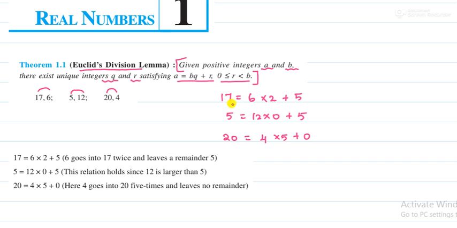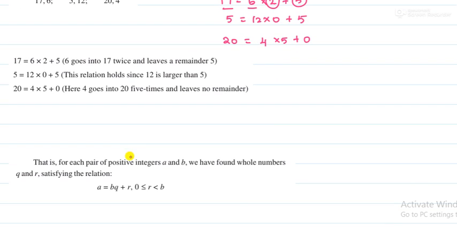If you observe all the three cases, we have taken two positive integers a and b. There exist unique integers q and r. That is, for each pair of positive integers a and b, we found whole numbers q and r satisfying the relation a equal to bq plus r, where 0 is less than or equal to r less than b.